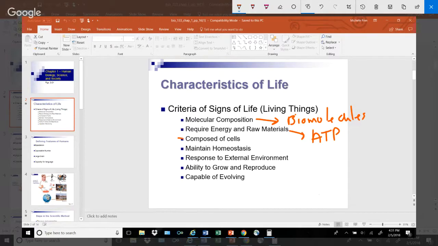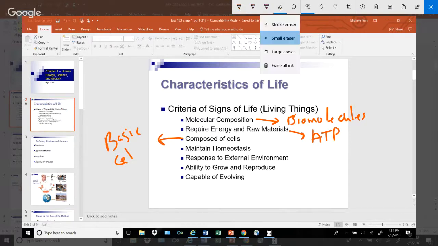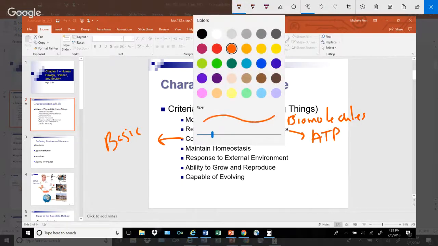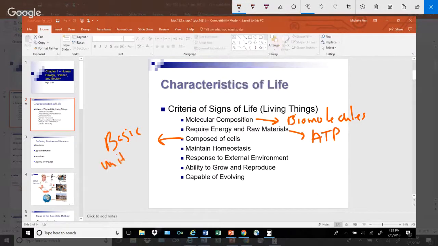We obviously have cells, which are the basic unit of life, and there are different types of cells in our body as we started to investigate in chapter 3. Basic unit of life.